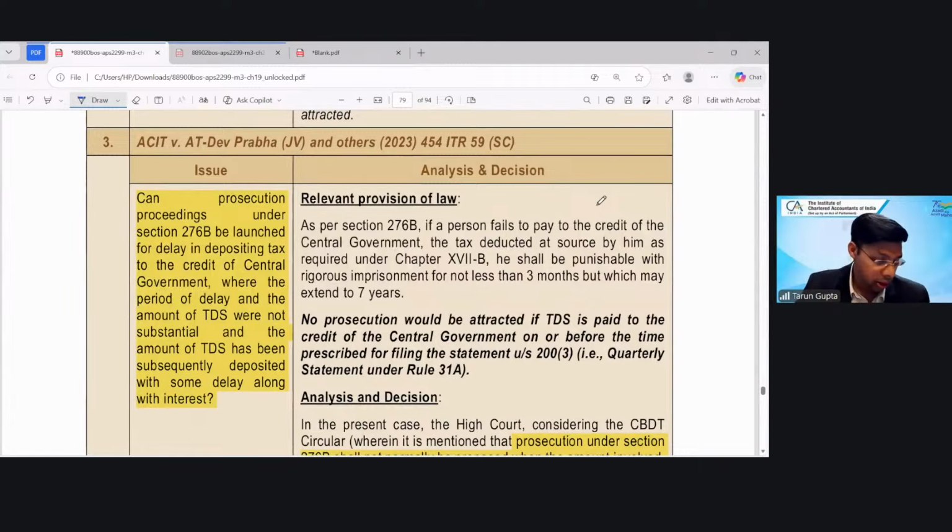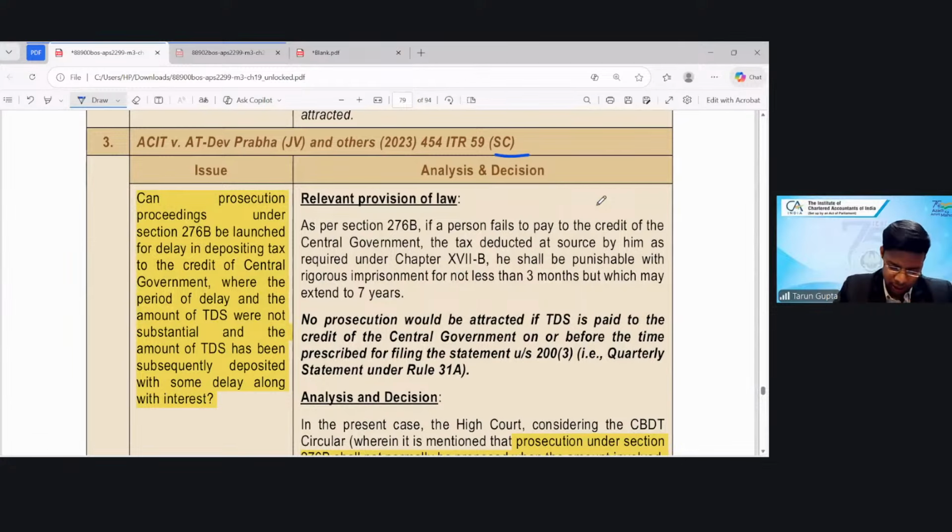This is very important, very interesting. Can prosecution proceedings under Section 276B be launched for delay in deposit of tax, where the period of delay and the amount of TDS were not substantial, and the TDS was subsequently deposited with some delay along with interest? It may happen that there is a 1 day, 5 day, 1 month, 2 month delay in deposit of TDS, and such TDS is deposited along with interest in the normal running of business. It generally happens. So the department cannot issue prosecution notices for even small delays involving small amounts of TDS.